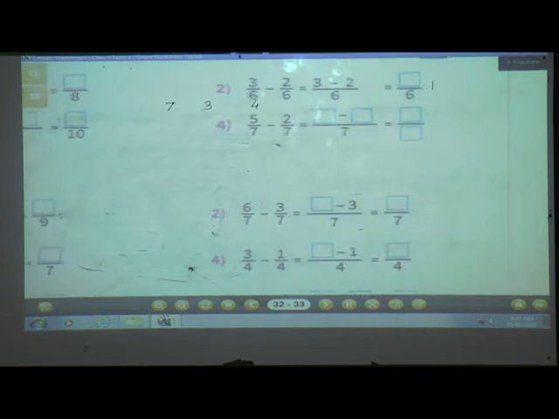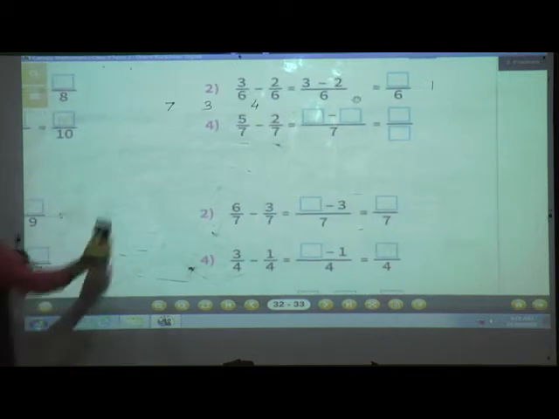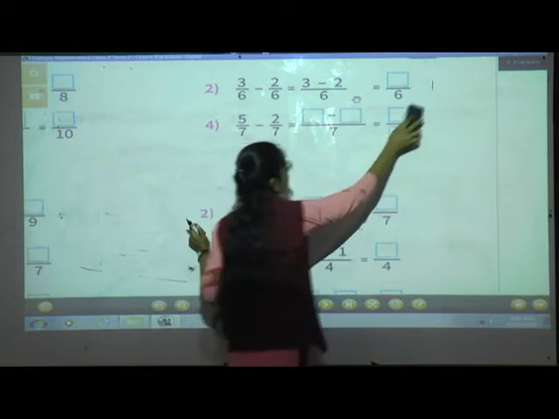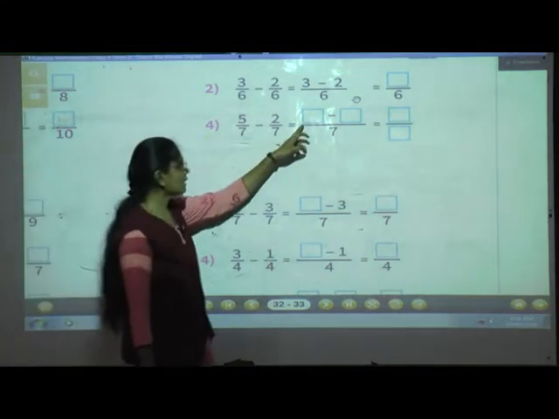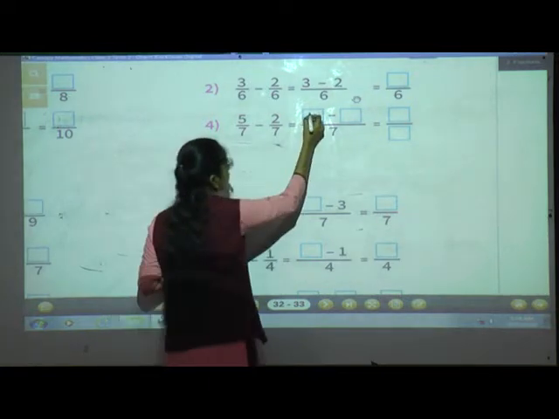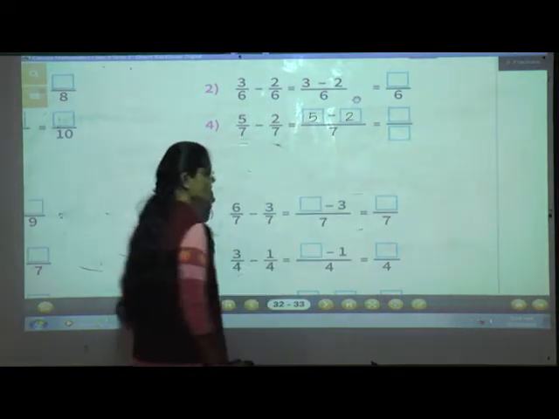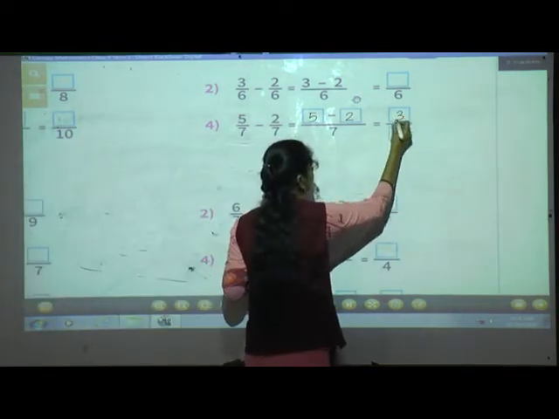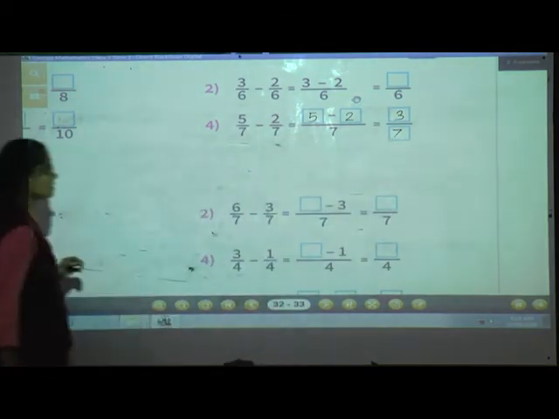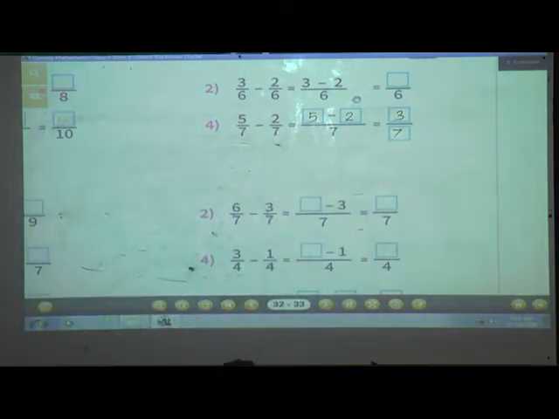One more example that is given to us, the fourth one, we will see that also. 5 by 7 minus 2 by 7 is equal to. Now in the box, first of all, what will you write? Yes, 5. 5 minus 2. 5 minus 2 by 7. Now tell me this answer. 5 minus 2, 3. 3 by 7. This will be your answer. 5 by 7 minus 2 by 7 is equal to 3 by 7. In this way, we will solve all the examples from exercise 2.10.